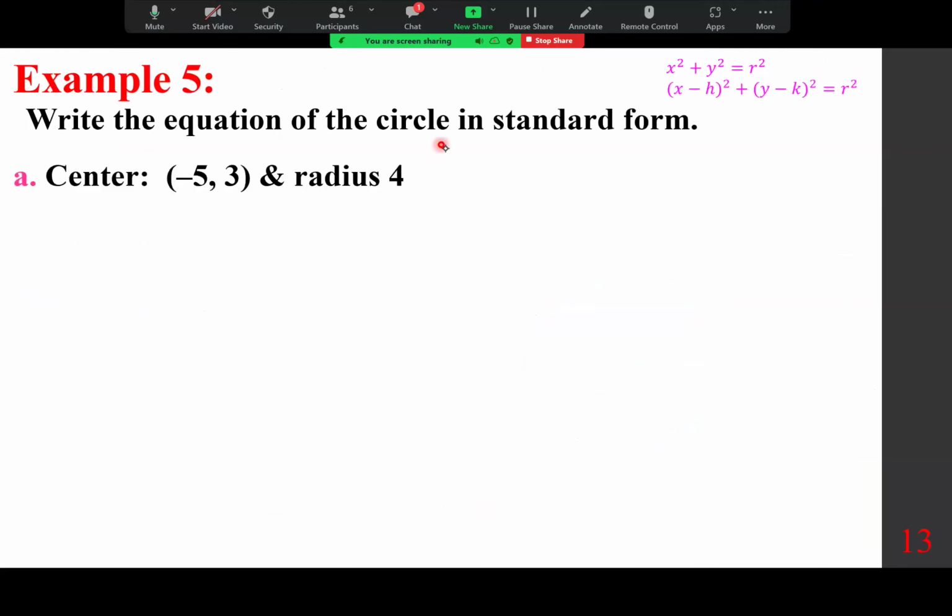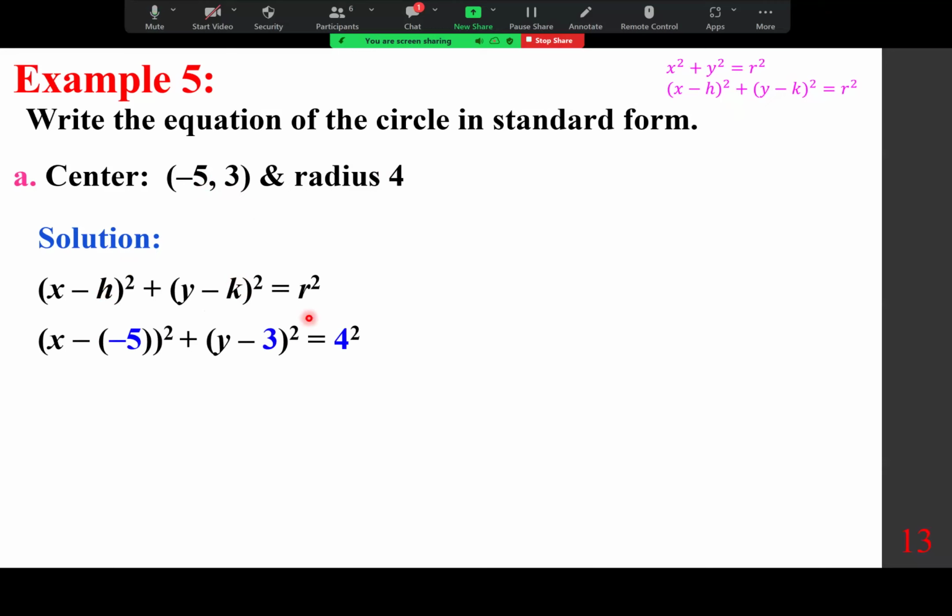Write the equation of a circle in standard form. Part A, the center is located at negative 5, 3 with the radius 4. So x minus h quantity squared plus y minus k quantity squared. We're going to replace the h with negative 5 and k with positive 3 and r with 4. This becomes x plus 5 squared. This becomes y minus 3 squared. And it becomes 16. We are done.